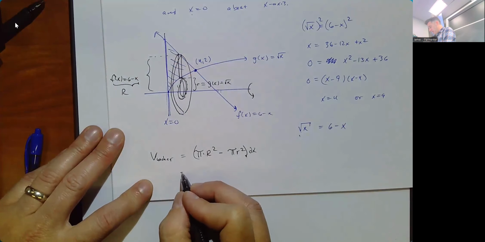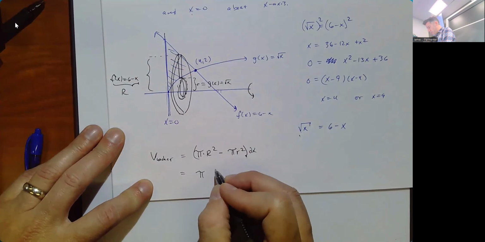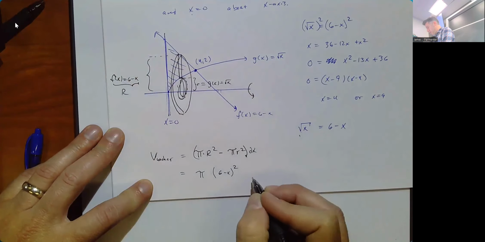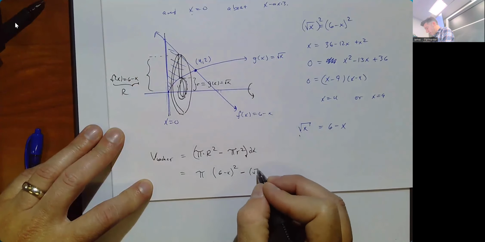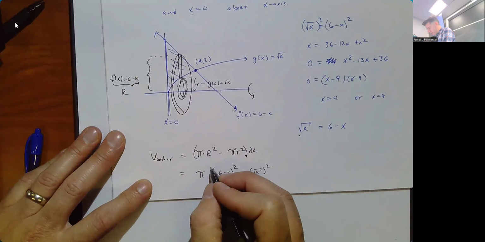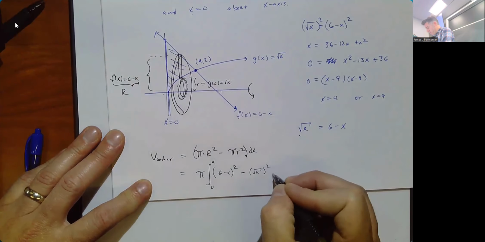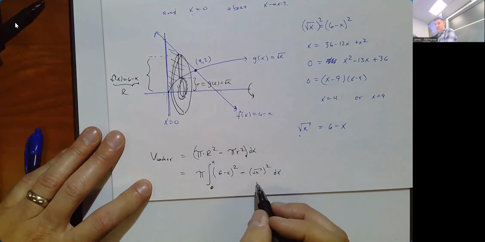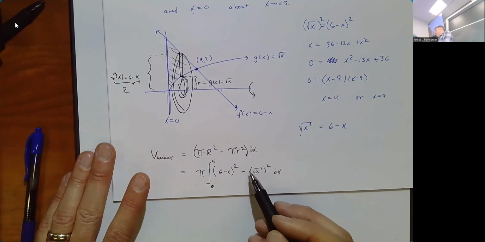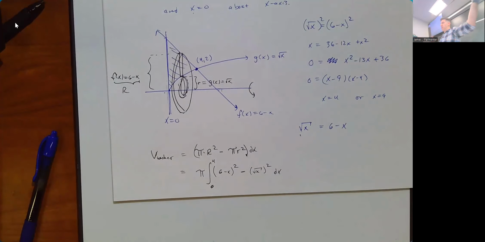So when I write this, I'm going to factor out the pi. It's going to be big R squared, which is 6 minus x, quantity squared, minus little r squared, which is the square root of x, quantity squared. Then we integrate that from x equals 0 to x equals 4. If it were me, I would leave that as the square root of x squared, because they're only asking us to set it up, and leaving it like that really indicates that you know what you are doing. It's this thing squared minus that thing squared, so I wouldn't simplify that.